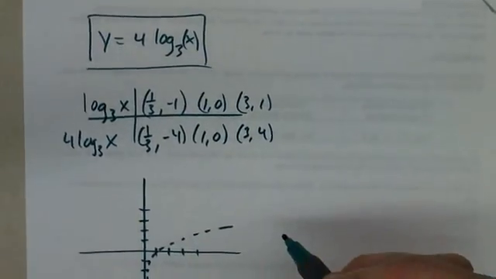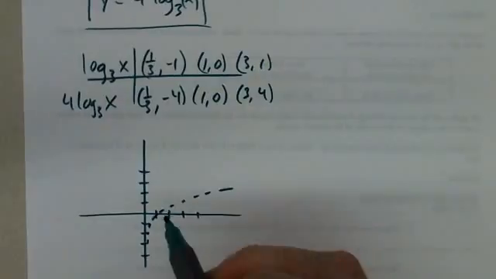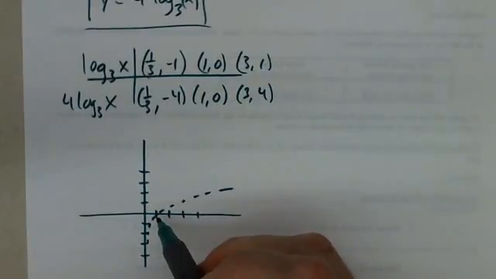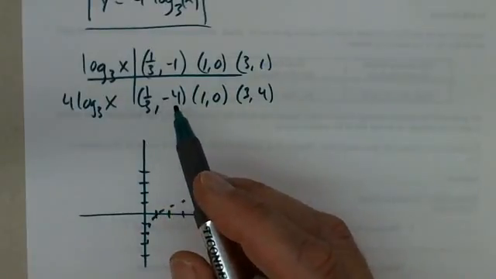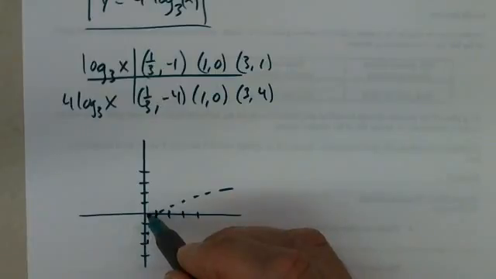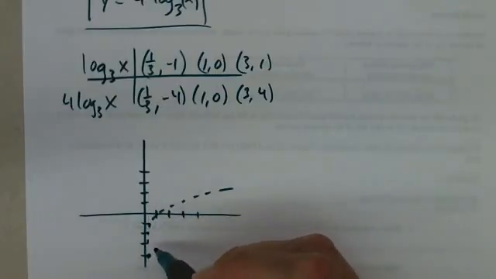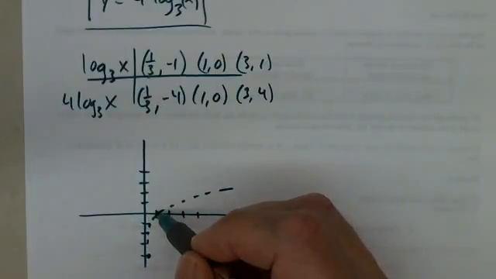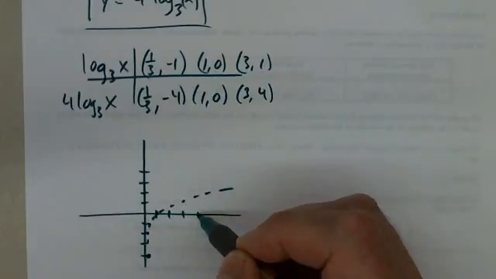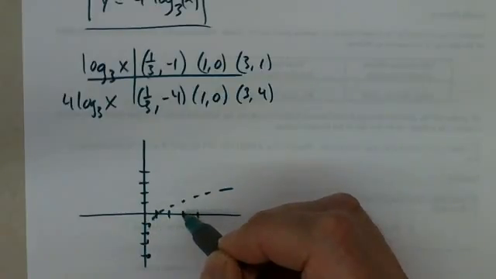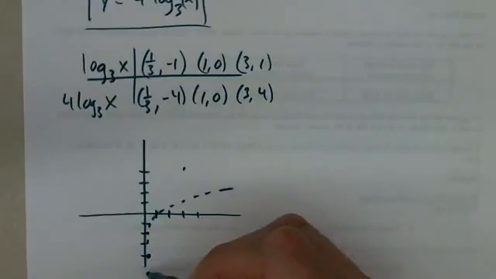There's the parent function. And then we're going to go at 1/3, we'll go to -4. At 1, we're still at the same place, 0. And then at 3, we're going to go to 4.